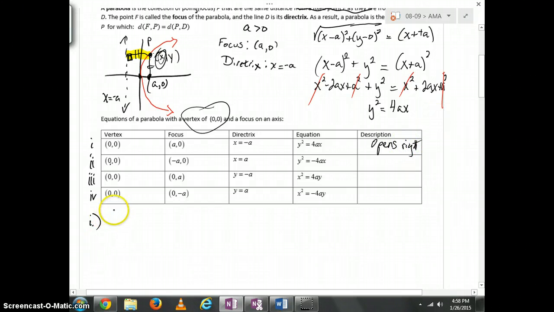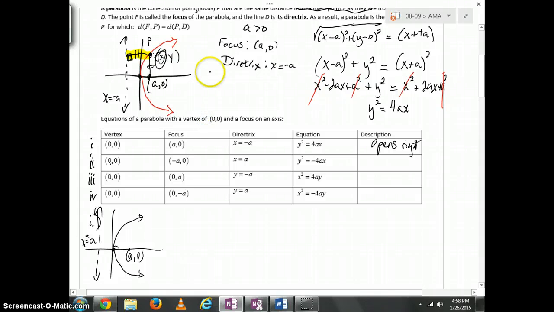Again, just redrawing that picture just for the sake of comparing all of these other parabolas. We've got this focus at (a, 0). We have this line x equals negative a. And of course, we have our vertex at (0, 0). I think it's very important for us to note, too, that a is the distance from the vertex to the focus.